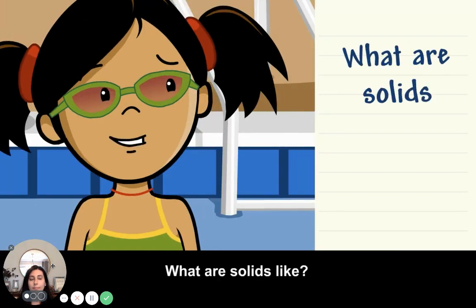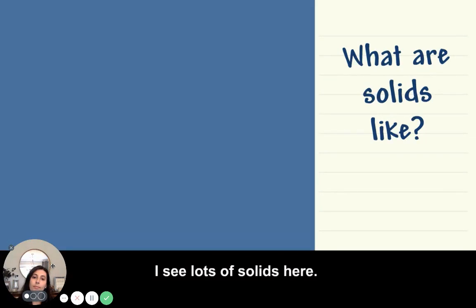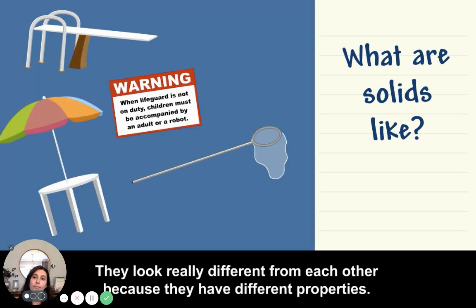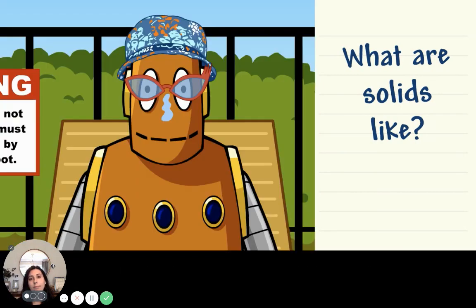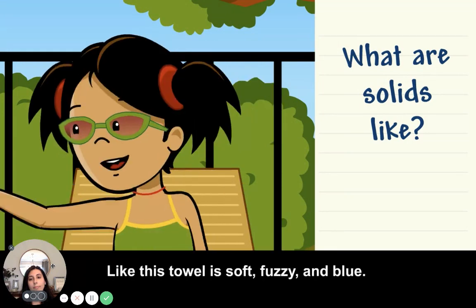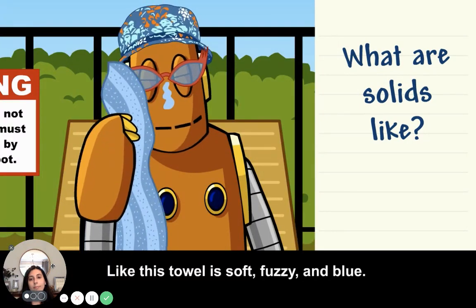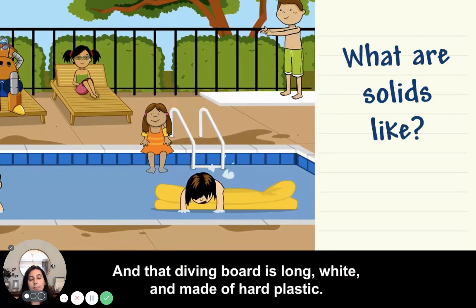What are solids like? A solid is a kind of matter that has its own shape. I see lots of solids here. They look really different from each other because they have different properties. Well, a property is a way to describe matter. Like this towel is soft, fuzzy, and blue. And that diving board is long, white, and made of hard plastic.